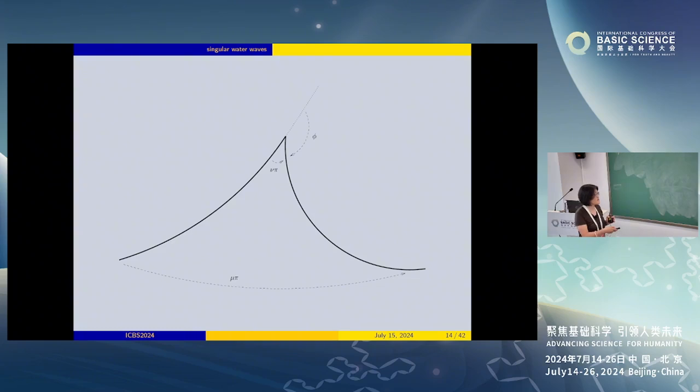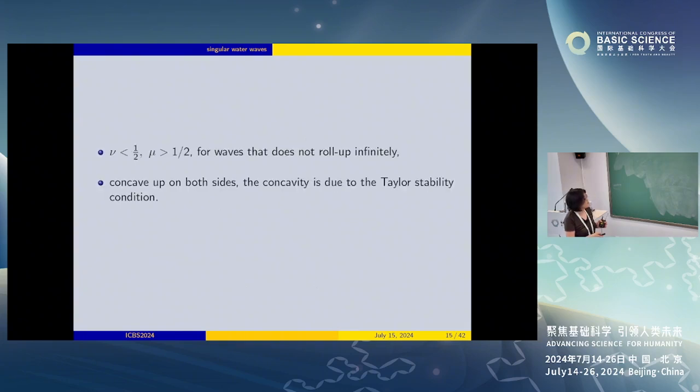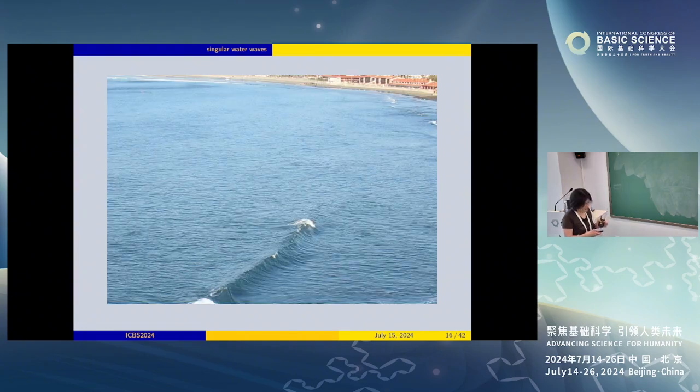So where does this come from? If you really allow over 90 degrees, then the wave will roll up infinitely many times, which is also non-physical. We have never seen a wave which rolls up infinitely many times. So the only way we can find is that this angle is less than 90 degrees, and this is concave up and concave up. So this is the reason. The outer angle is greater than pi over 2, and it's due to the Taylor instability. And we can show such waves actually exist.